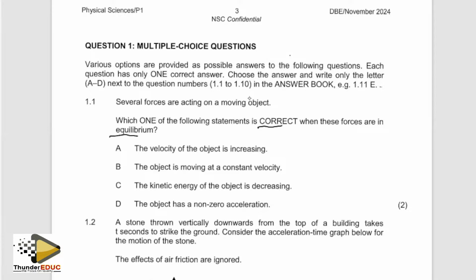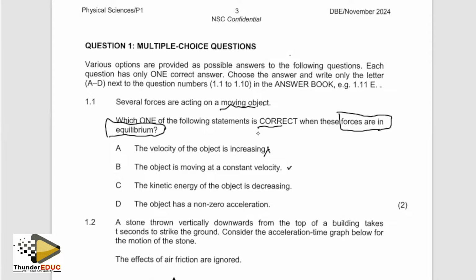So when forces are in equilibrium, it's more like Newton's first law of motion, that this body is meant to continue in its state of rest or its state of uniform motion. In this case, it's moving, so the motion must be uniform unless it's acted upon by a net force. The options we have: the velocity of the object is increasing? No, that is wrong. The object is moving at a constant velocity? There's some truth in that.